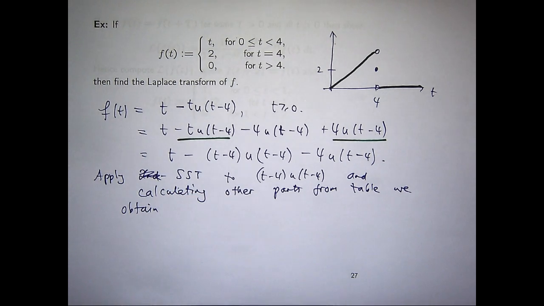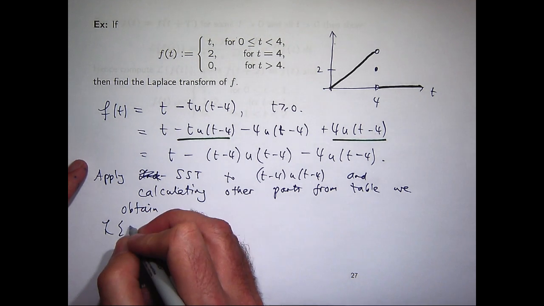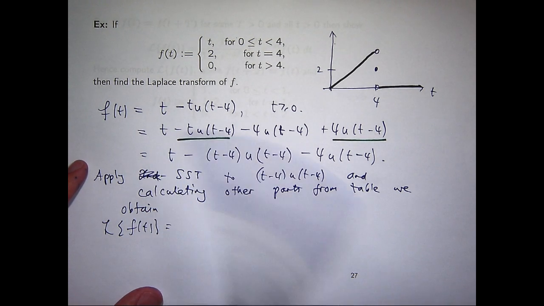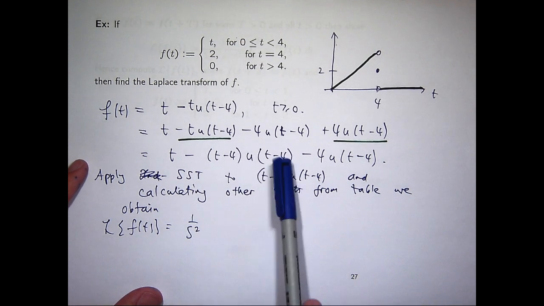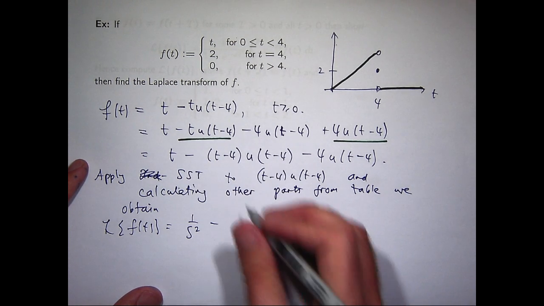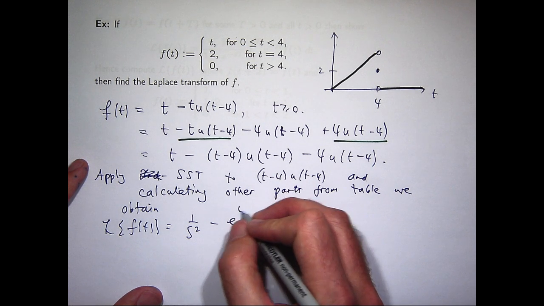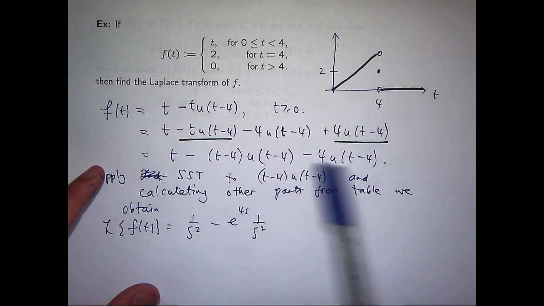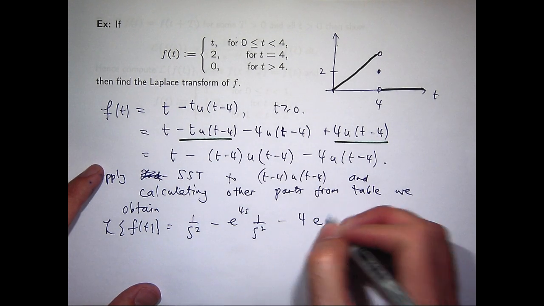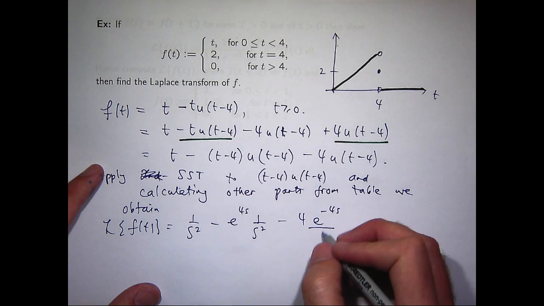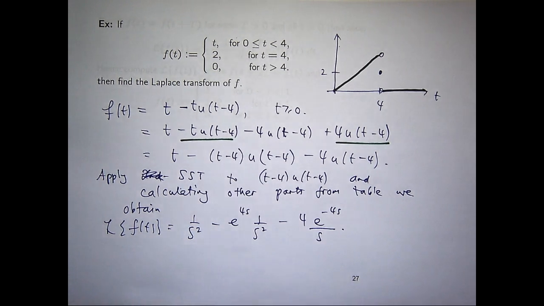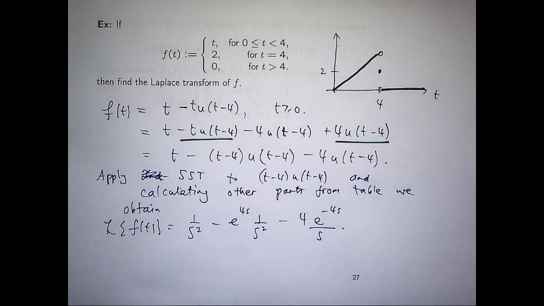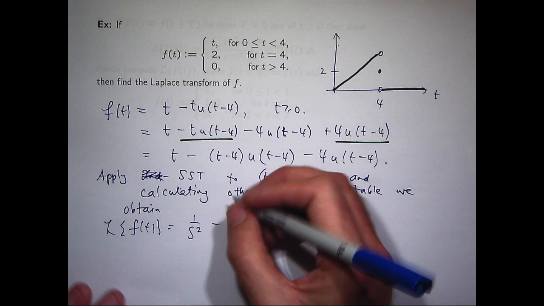You obtain the following. Well, the transform of the first term is going to be something like 1 on s squared. If you apply the second shifting theorem to that, you'll get the following. And if you calculate this from the table, you come up with the following. Oh, yeah, it should be, yes, minus 4s. Thank you.